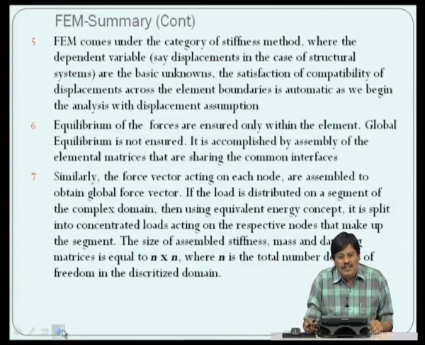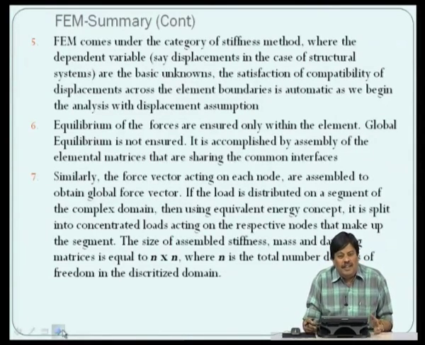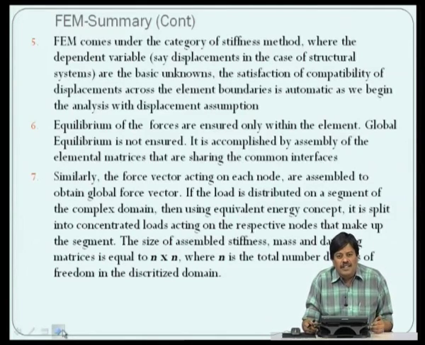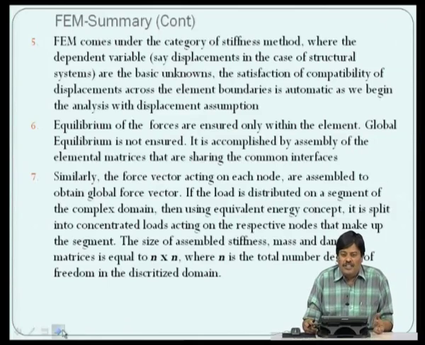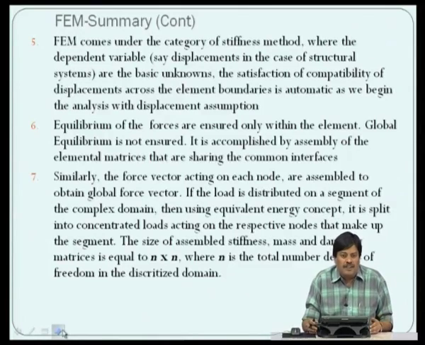There are two categories of numerical method of solving under FEM. One is where the forces are basic unknowns. This is called the force method, which is also a kind of FEM method, but is not very popular. But the conventional FEM method, which is extensively used, is called the stiffness matrix or the stiffness method, where the dependent variable, say the displacement in the case of structures, or the current and magnetic field in the case of Maxwell's equations or electromagnetic problems, are the basic unknowns, and the satisfaction of the compatibility of displacement across the element boundaries is automatic as we begin here.